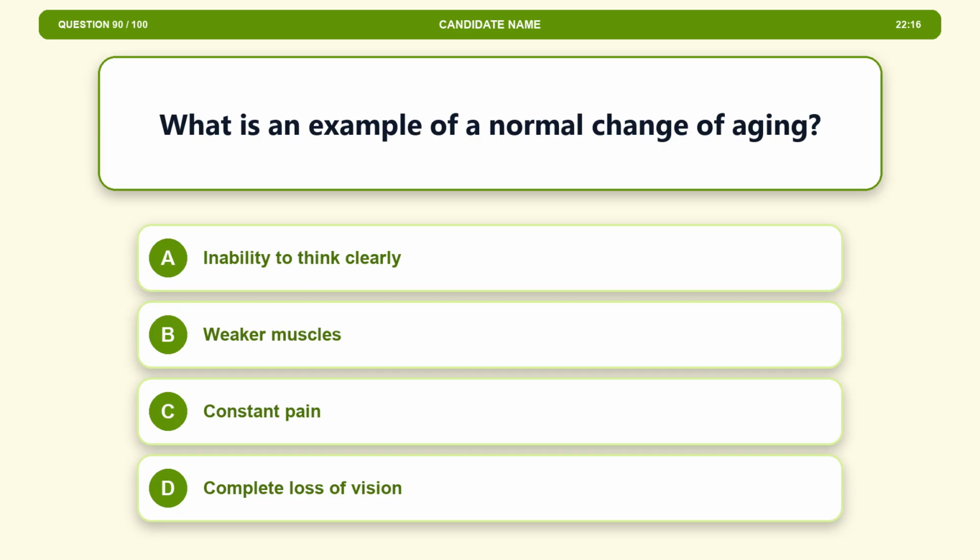Question 90. What is an example of a normal change of aging? Option A, inability to think clearly. Option B, weaker muscles. Option C, constant pain. Option D, complete loss of vision.